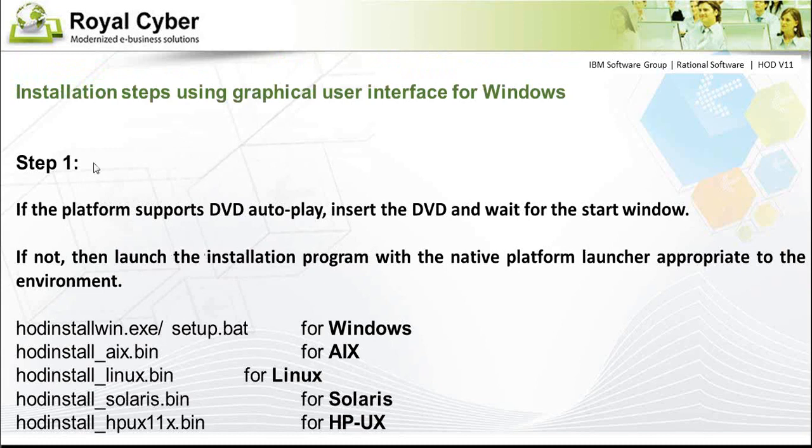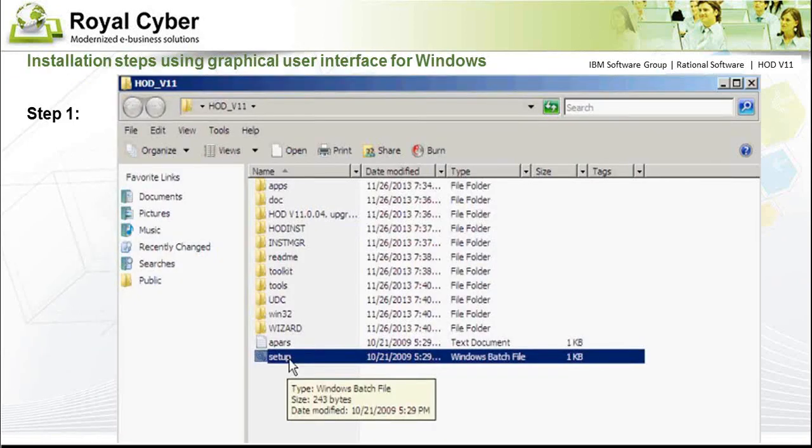These steps will guide you through the graphical interface for Host On-Demand installation on a Windows system. Step one: if the platform supports DVD autoplay, you can insert the DVD and wait for the start window, and you then launch the installation program with the native platform launcher appropriate to the environment. In our case, on Windows, we will run a setup.bat file.